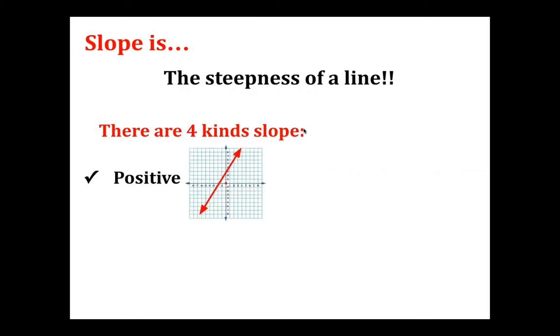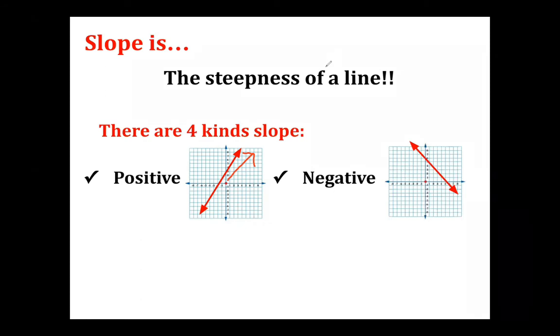First, positive. And if you look at it on a graph, you'll see that it is going up towards the right or the positive side. You'll also have a negative slope, which if you look is going up to the left side, or I like to think of it as the negative side since you have all your negative values right here.